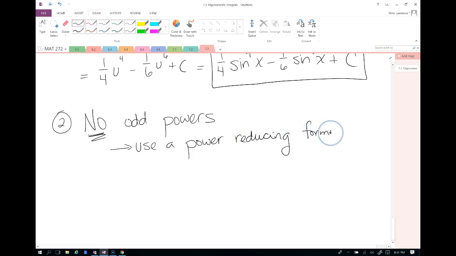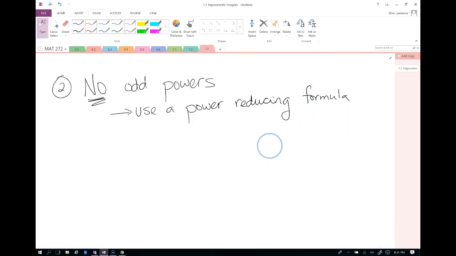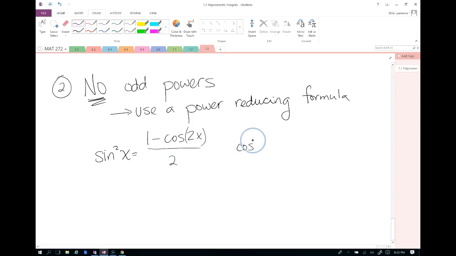And there are two of them that are going to come in handy. The first one says that sine squared is equal to 1 minus cosine of 2x all over 2. The cosine squared formula is very, very similar. Cosine squared x is equal to 1 plus cosine 2x over 2. So the only difference here is that for sine we've got subtraction, and for cosine we have addition. Everything else about these formulas is exactly the same.